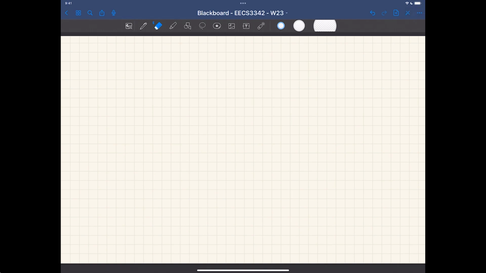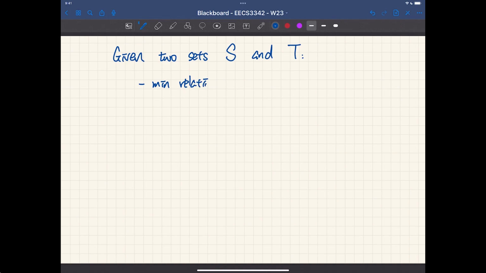Let's now do a little bit of sketching here, and it's also on the slides, right? Let's get this part very clear. Let's say we are given 2 sets, S and T. All right? Let's review what we just know. Minimum relation, empty relation. Maximum relation, S cross product T. That's what we know.